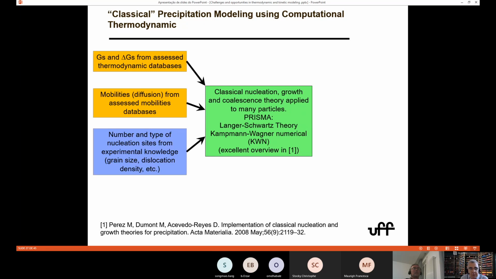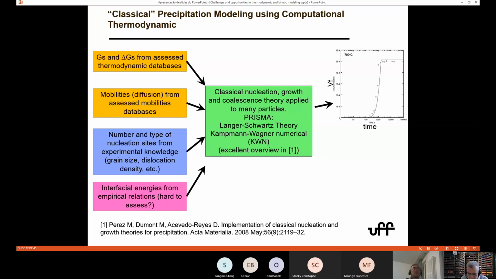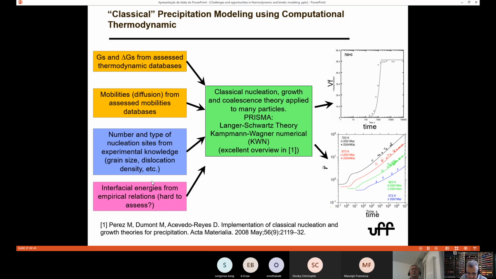And now we need another set of properties which are not very easy to know: grain size, dislocation density, and interfacial energy. You have to know all these variables to make very nice predictions of volume fraction precipitated as a function of temperature. This is what we calculated for aluminum nitride in ferrite. It fits very well, but it takes some work to get this data properly. And this is what is done by Prisma, which is another software.